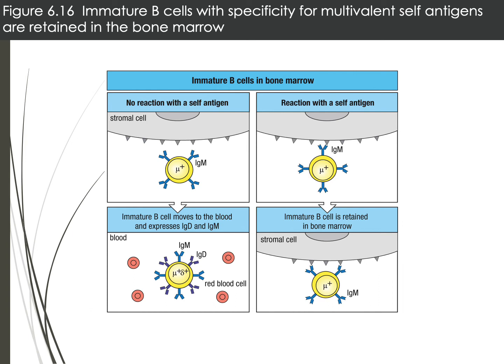So you can see on the left-hand side how this B cell does not engage with these self-antigens because its receptor does not recognize those. So that immature B cell is able to move into the blood, and it's going to co-express IgMs and IgDs.